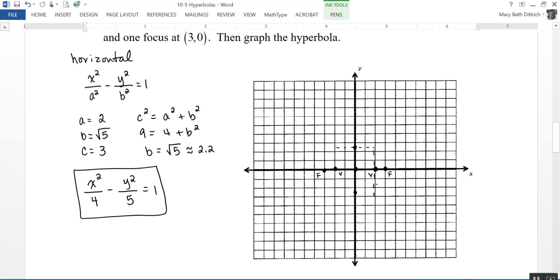Remember that this rectangle is technically not a part of the hyperbola. Okay, but that determines where it's going to go. And then the diagonals of this rectangle are going to be my asymptotes. And I need to have the asymptotes to graph it. Okay, and it's going to open left and right. So for my vertex going out this way and going down that way, and for my vertex going this way and my vertex going that way. And that's the graph of the hyperbola.